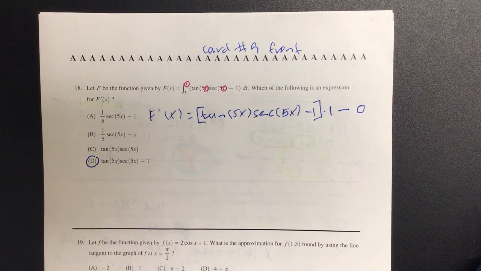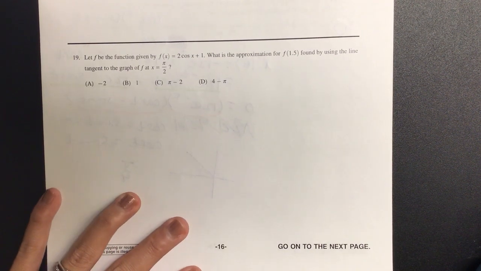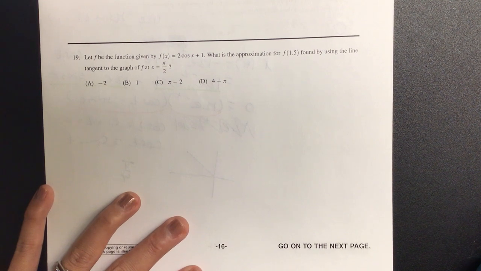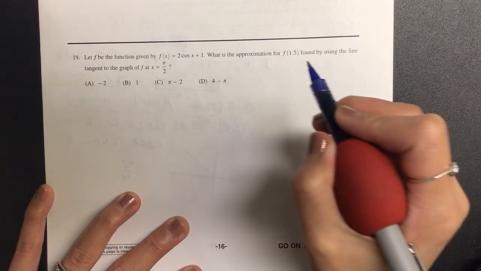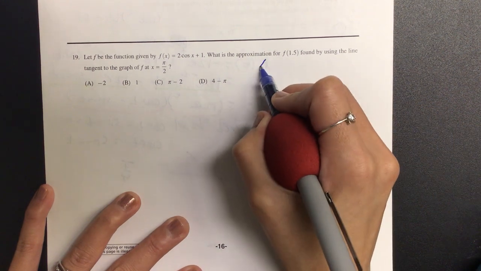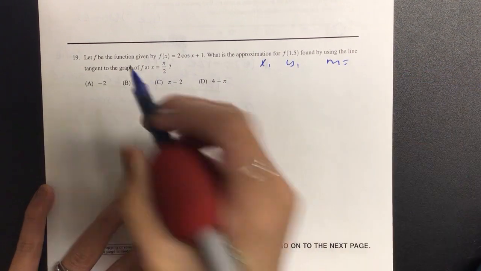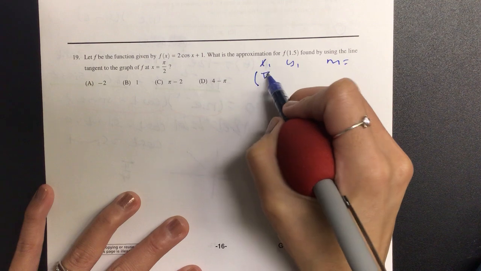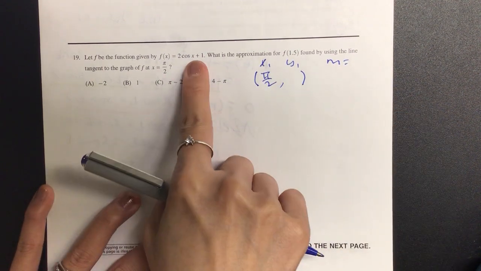Number 19, we're looking at tangent lines. So Addison, let's read number 19. Let f be a function given by f of x equals 2 cosine x plus 1. What is the approximation for f of 1 found by using the line tangent to the graph of f at x equals pi over 2? So for my tangent line, we need x1 and y1. We also need a slope. The good thing is they gave us the x, so we have pi over 2. To find the y1, all I need to do is plug this back into the original function.